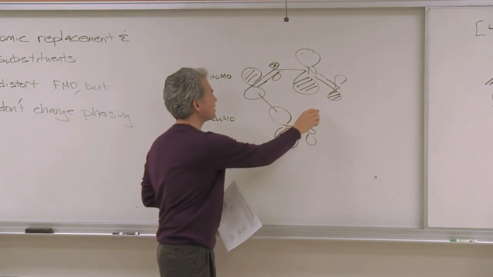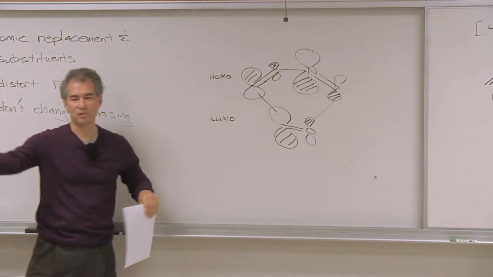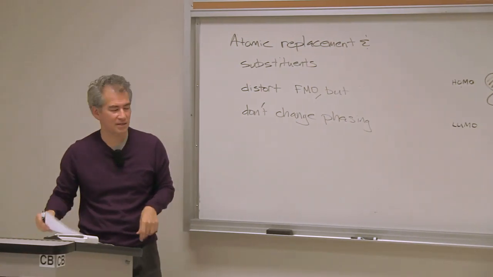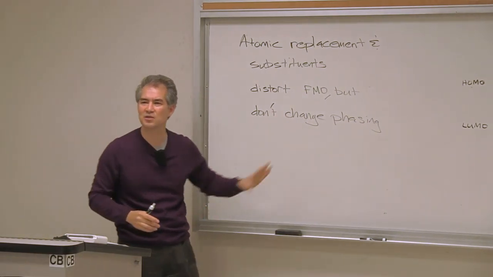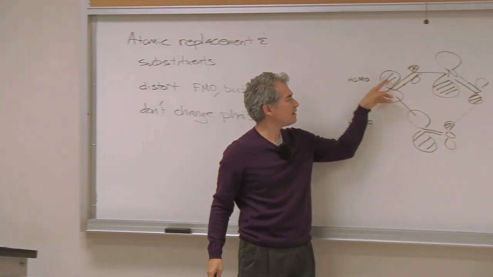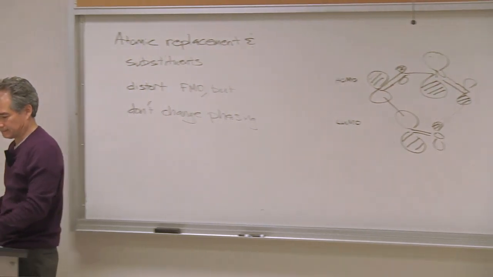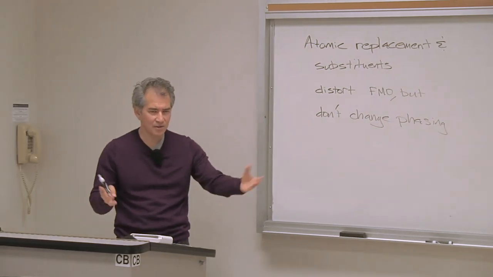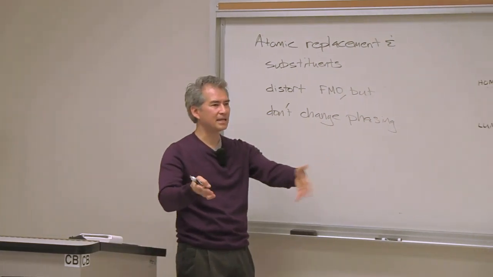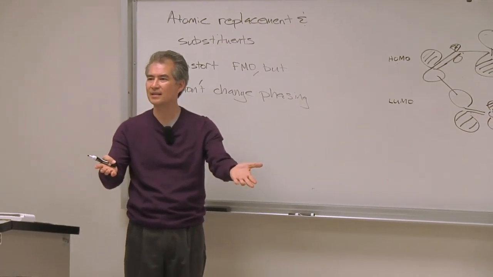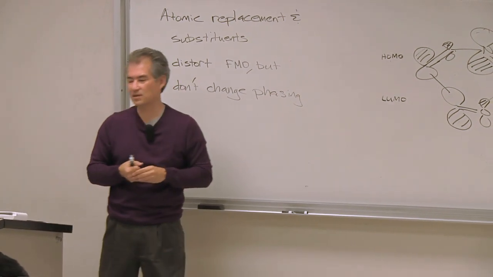So you can still have a concerted process as you pluck out carbon and replace it with oxygen, or if you put substituents on the fringes of these molecules, the phasing, whether it's hashed or unhashed, will stay the same. So in other words, you can still use your simple model of ethylene and butadiene and hexatriene to think about whether reactions will be concerted or not.